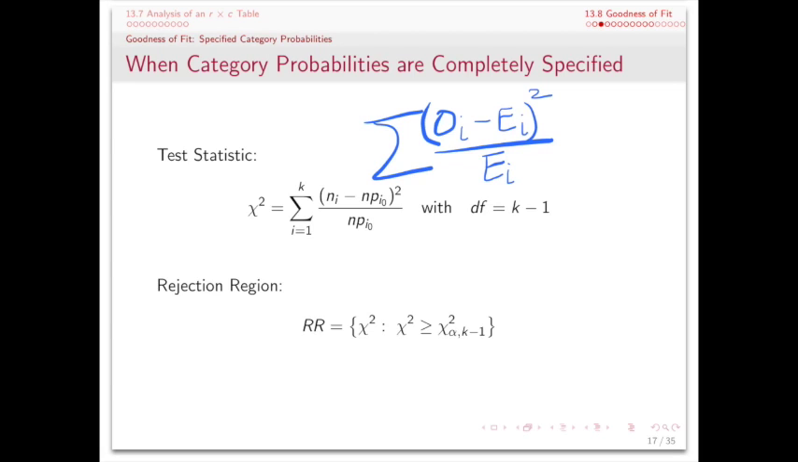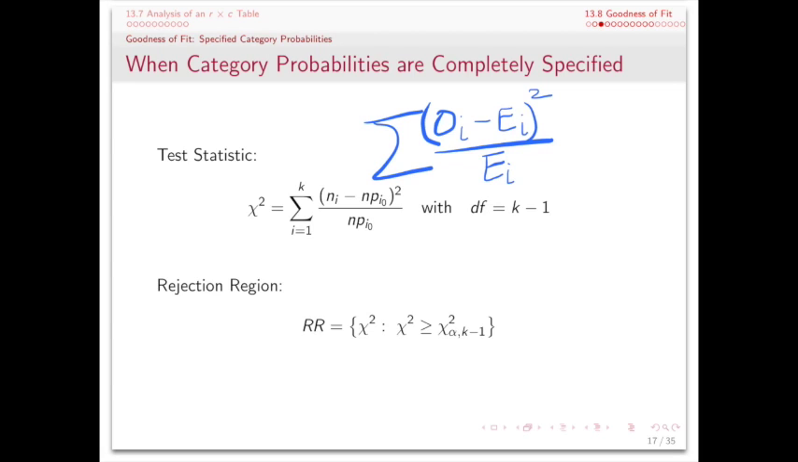So this is perhaps a simpler way of writing it, but just to help keep it fresh in your mind: observed minus expected squared divided by expected, and then sum over all categories. You'll see that this is very similar, if not identical in nature, to the way that we defined our test statistic for the independence test.